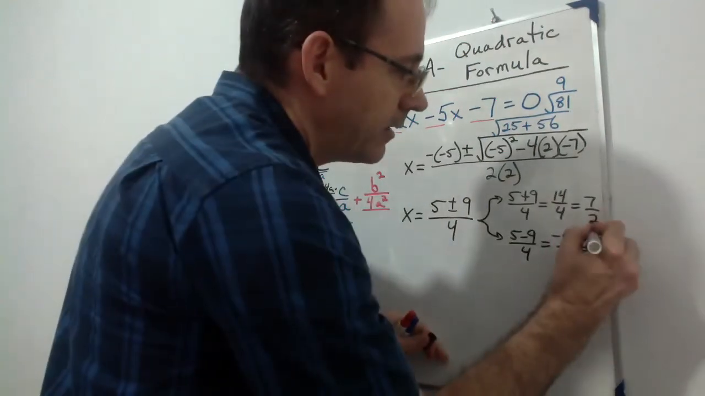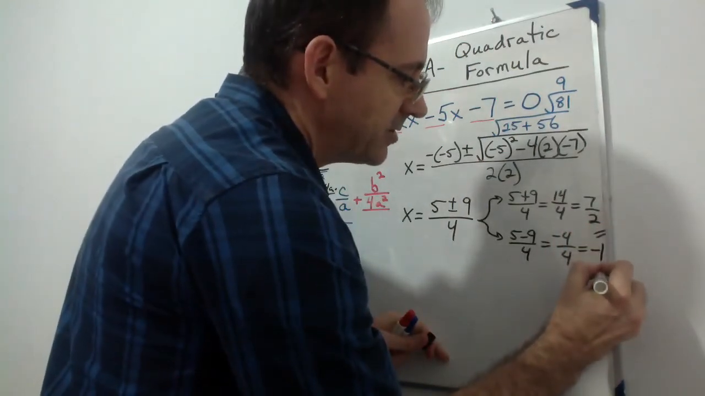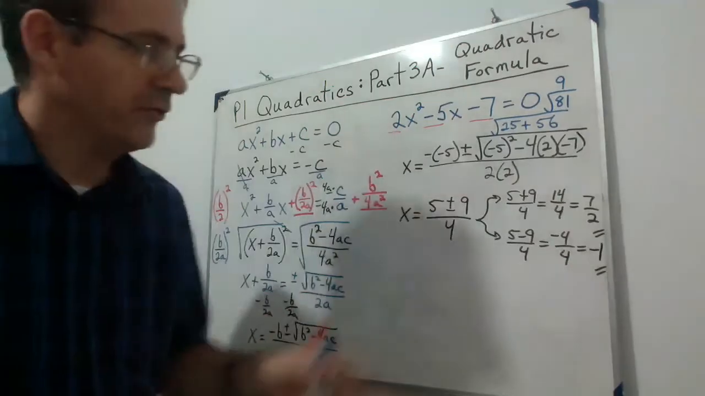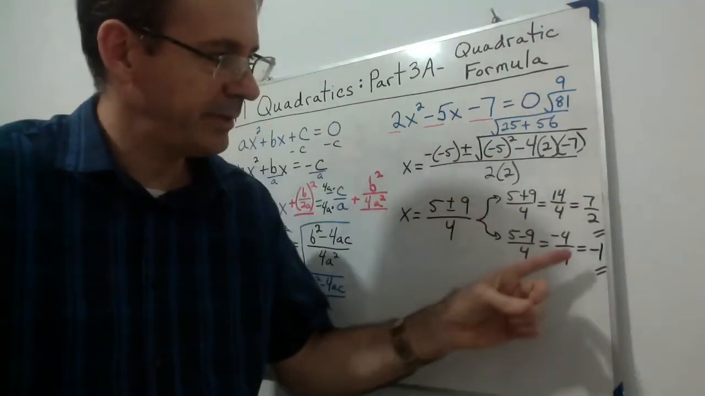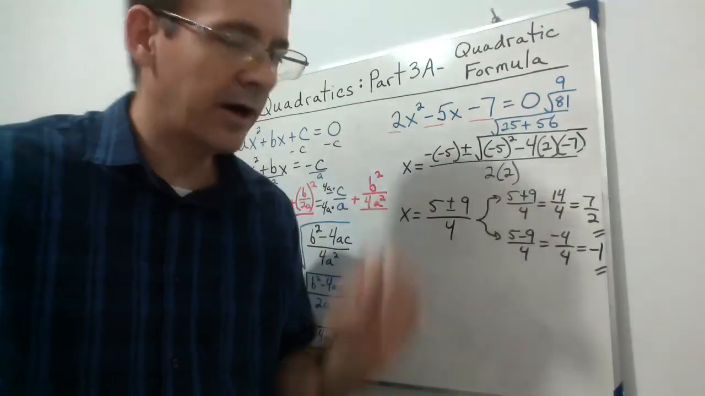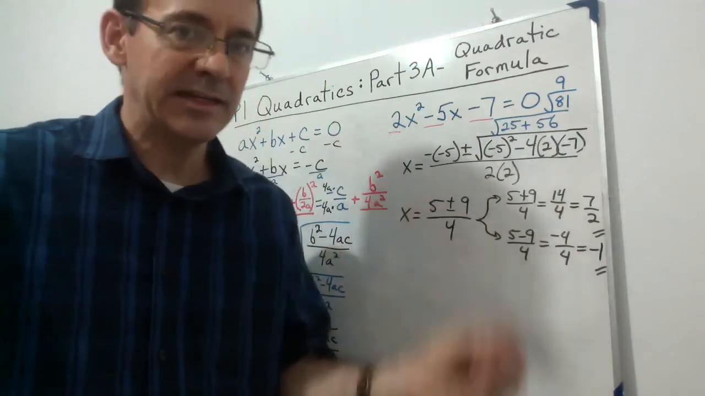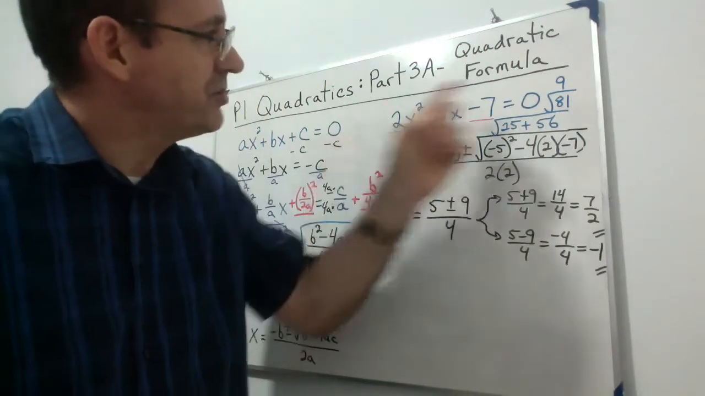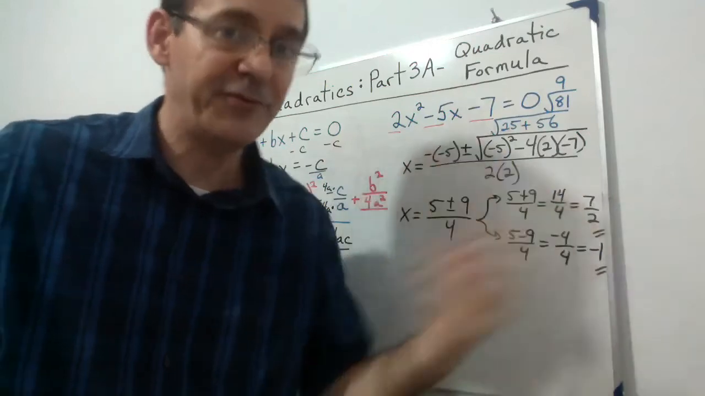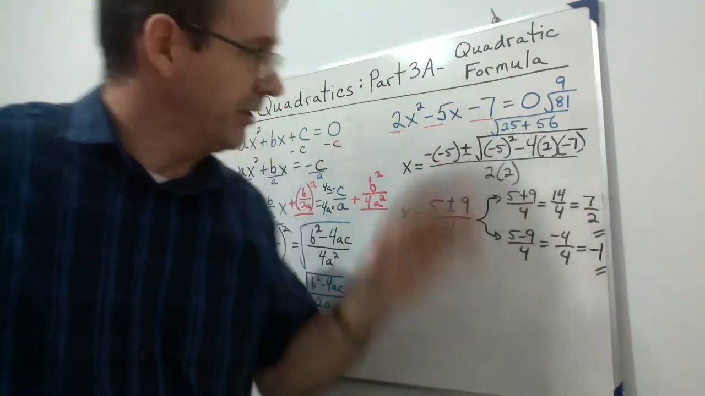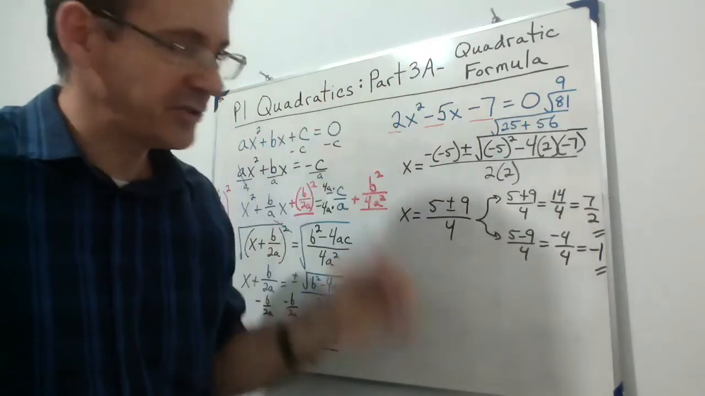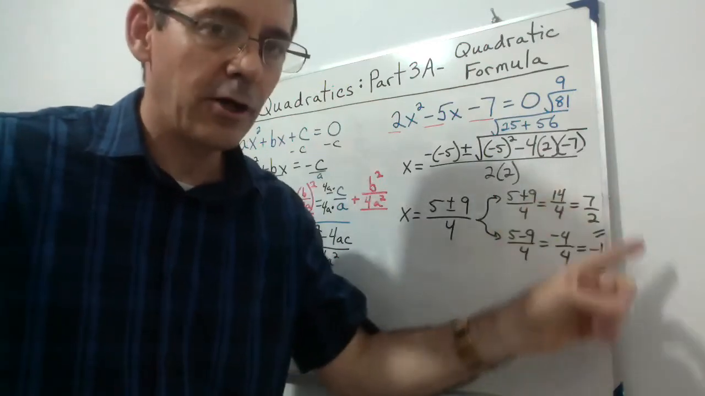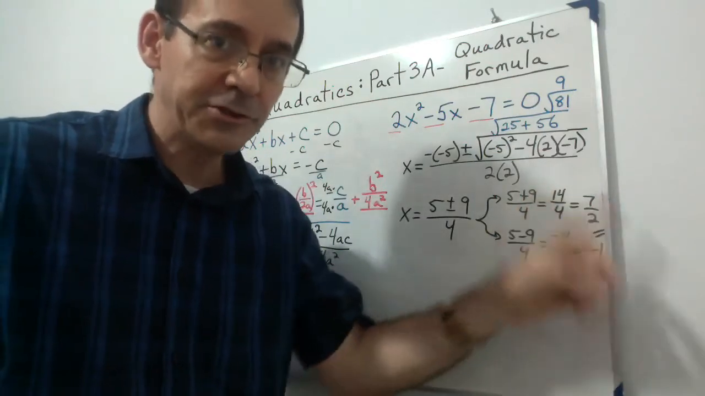These are the correct answers for it. Now, if your final answer comes out to be a whole number or a fraction, that is an indicator that your original equation could have factored. When your original equation factors, you're going to get what we call rational solutions.